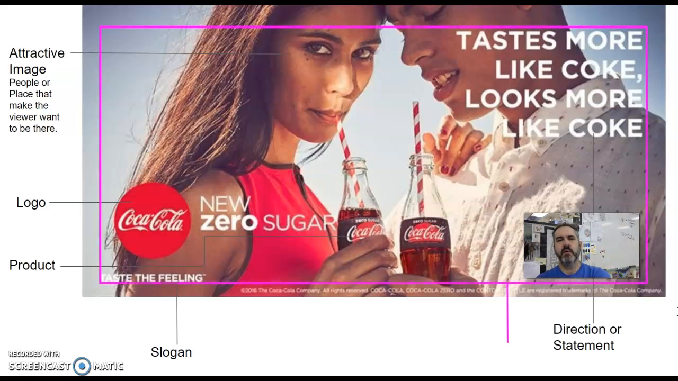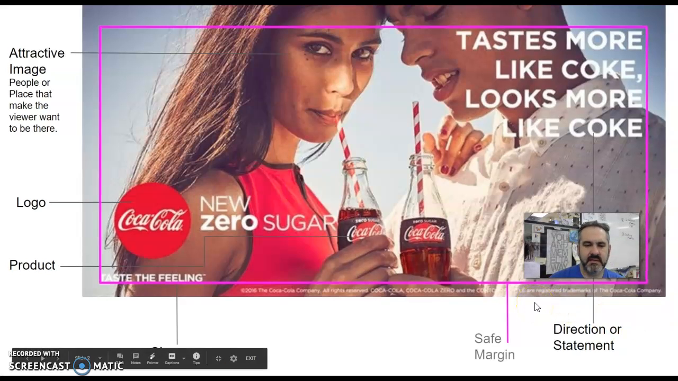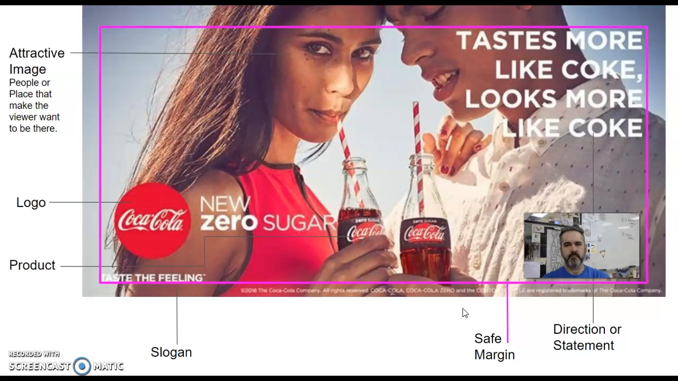Now, this is something that is really important, and a lot of people don't think about it, but you'll see it in every professionally made ad. This is what's called a safe margin. It is basically the idea that you keep all the important parts of your ad within a certain boundary. Often it'll be 1/4 of an inch. Depends on the ad. Sometimes you go smaller, sometimes larger. 1/4 of an inch tends to be a pretty standard one.